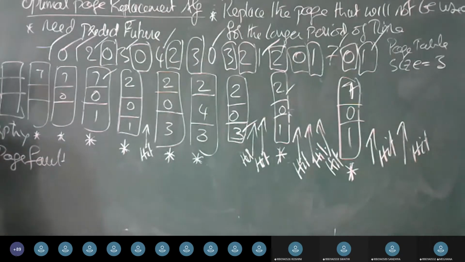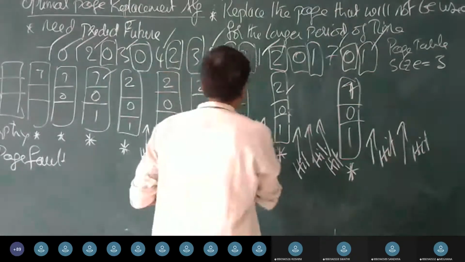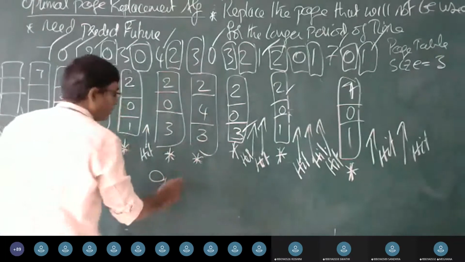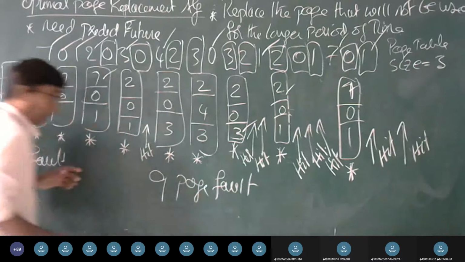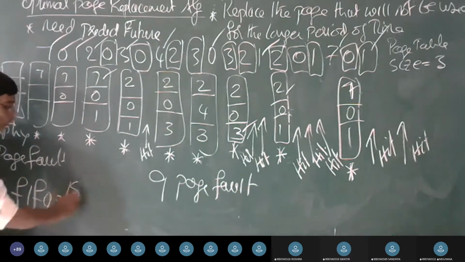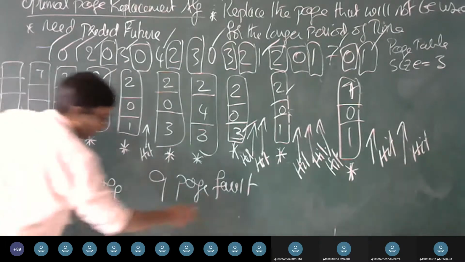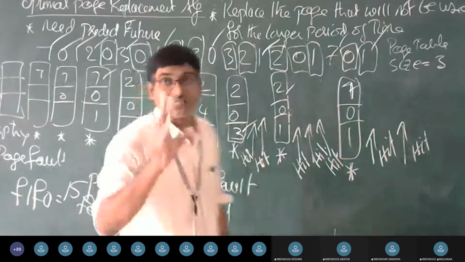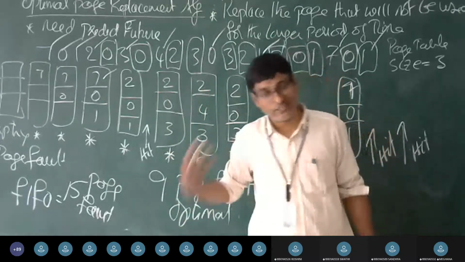Now let us count the total number of page faults here. 1, 2, 3, 4, 5, 6, 7, 8, and 9. So in total we are going to have 9 page faults. Earlier, with FIFO, we had 15 page faults, and 9 page faults for optimal. So hope you understand. 6 times the CPU need not change, so 6 times the CPU did not change the page table.